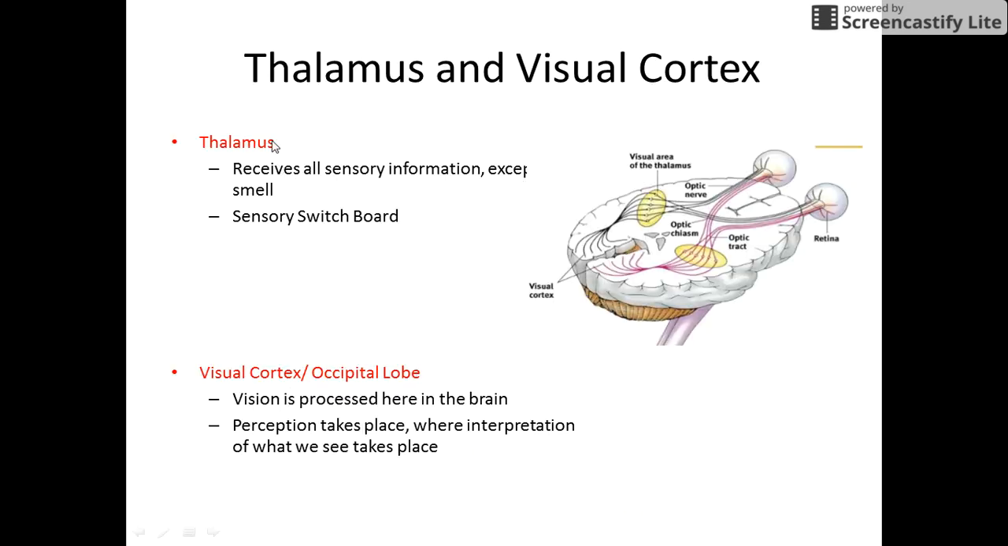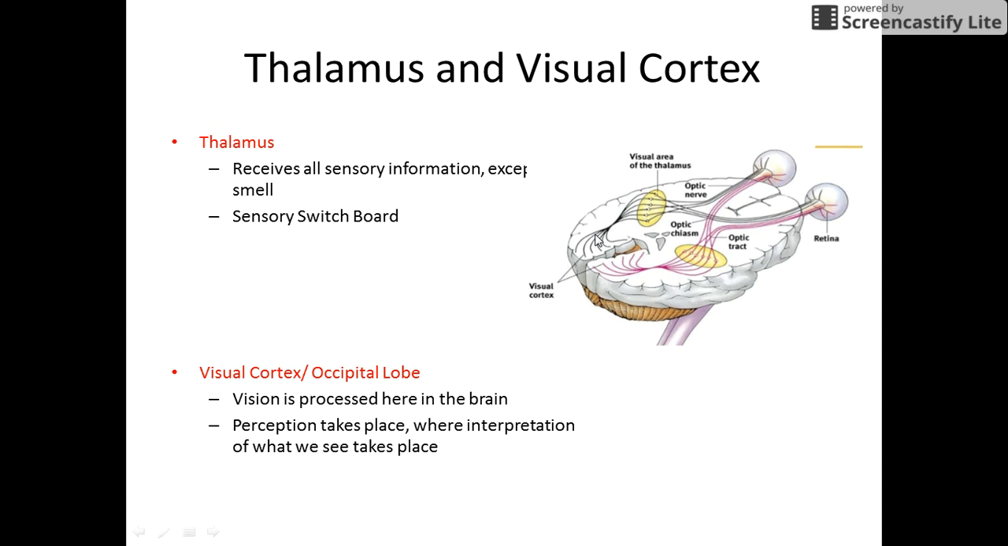Once it gets to the brain, it enters what's known as the thalamus, and we've talked about this. It receives all the sensory information except smell. It's known as the switchboard of the brain. So once it leaves the eye, it goes to one area of the thalamus and the other area, and then the thalamus sends it to the visual cortex, which is also known as the occipital lobe. Vision is processed here in the brain. This is where perception takes place.